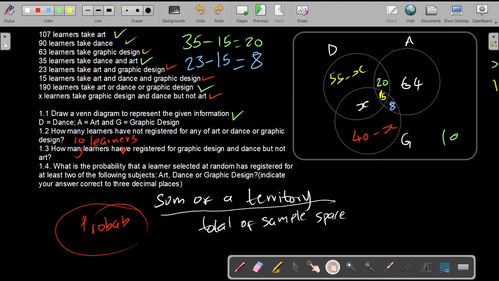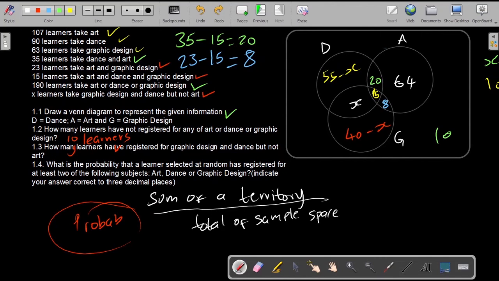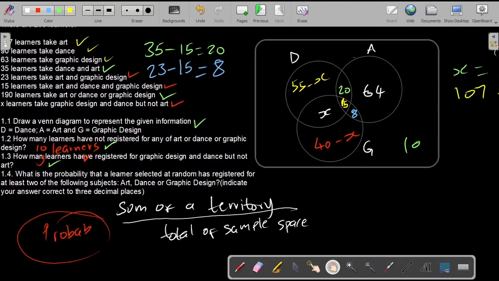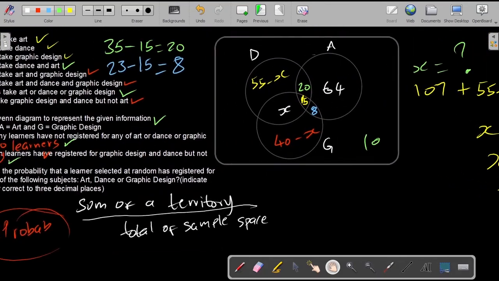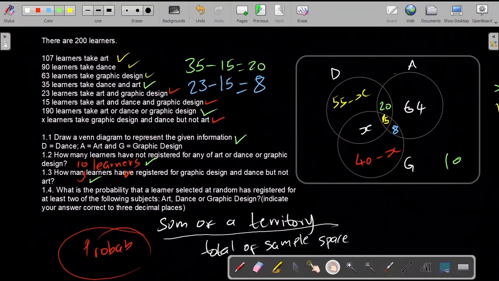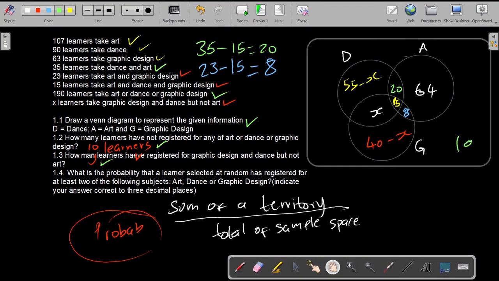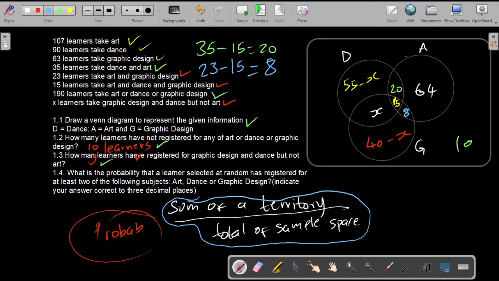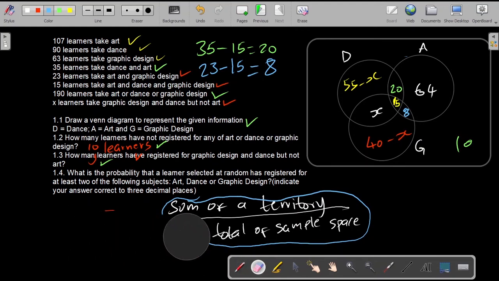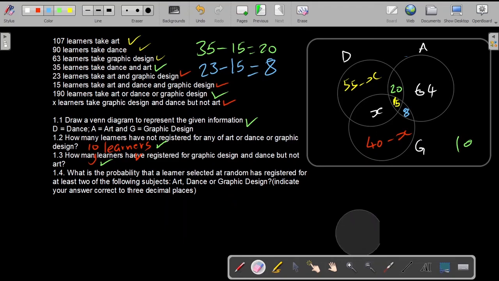And now that we have that, we are basically done with 1.2 as well, and we are also done with 1.3. We're now left with the very last question, and we're now talking about probability. So in the previous questions, we've just been talking about the number of learners, and in the last question, we are talking about probability, which means we have to use this formula as it is, the sum of the territory divided by the total of the sample space. So now let's actually do that.